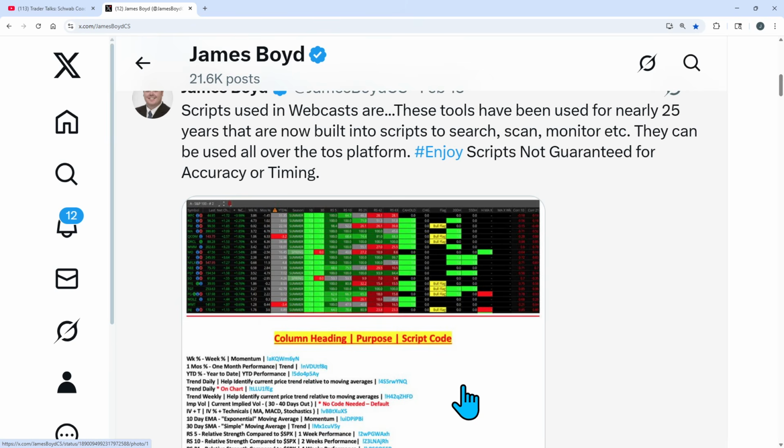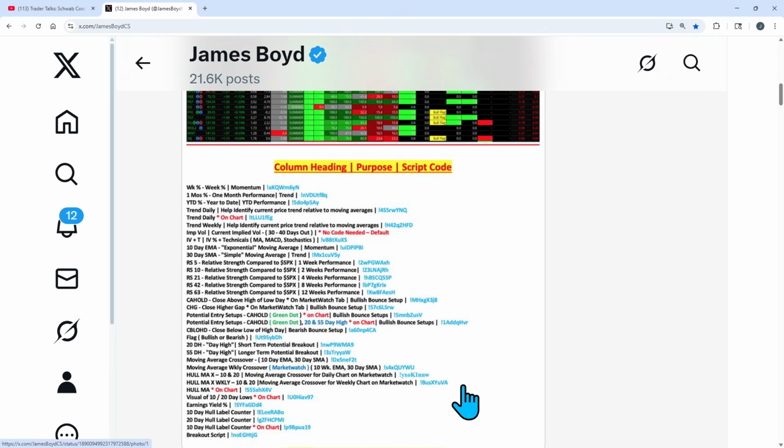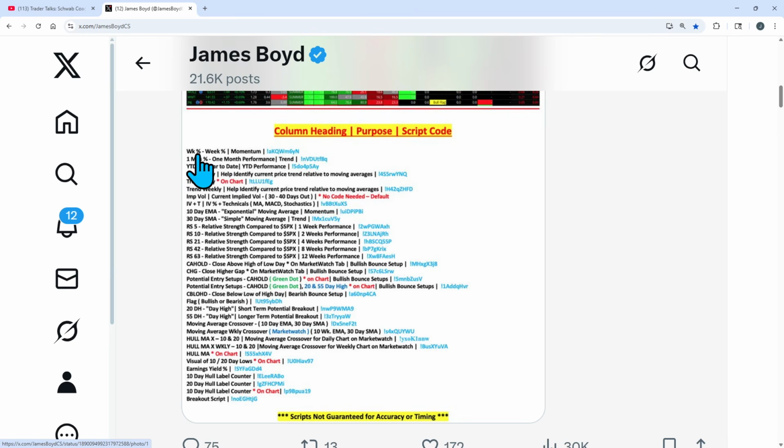Now, historically, we would say the word search. Today, we're going to use the word scripting. Scripting is a faster way to search, and you could actually use multiple searches at once on the Thinkorswim platform. Now, what you're going to notice is each one of these rows is a search: 1 week, 1 month, year-to-date percentage, trend, etc. On the far right-hand side, in blue, is the code for what to type in on the Thinkorswim platform.